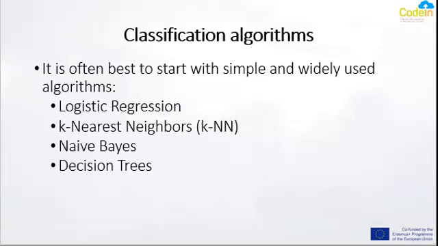There are many different classification algorithms to choose from, ranging from simple linear models to complex ensemble methods. For beginners, it is often best to start with simple and widely used algorithms, such as logistic regression, decision trees, k-nearest neighbors, and naive Bayes. These algorithms are relatively easy to understand and implement, making them ideal for getting started with classification problems. They have been widely tested and used in various domains and have shown good performance for many problems.